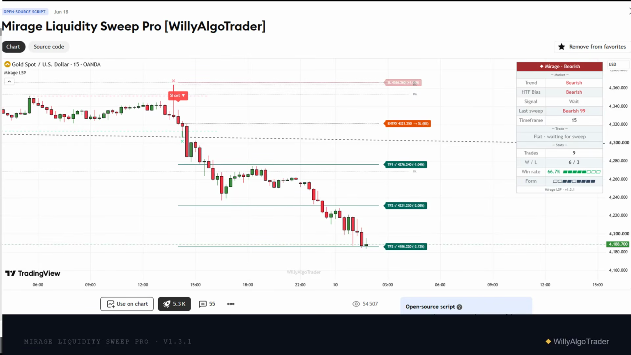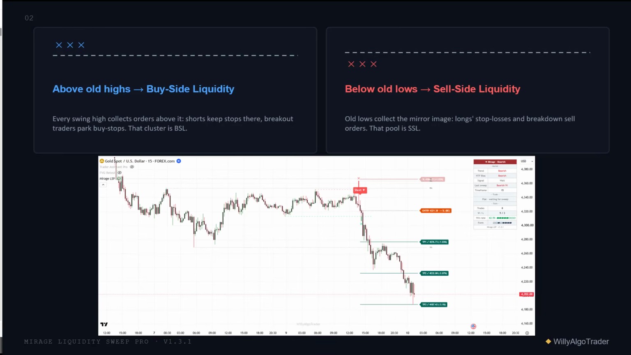Today I'll walk you through Mirage Liquidity Sweep Pro, and in the next 8 minutes I'll show you exactly how it finds stop hunts, scores them, and turns the clean ones into a complete trade plan automatically on the bar the signal fires. Let's start with why this exists.